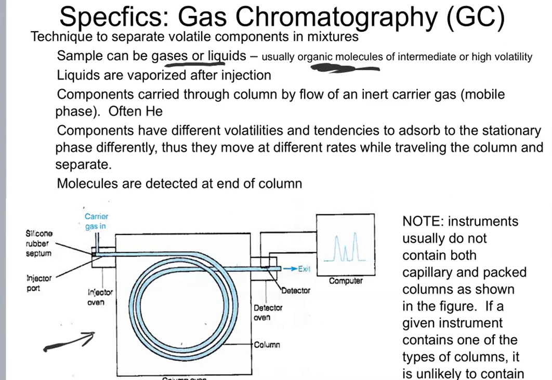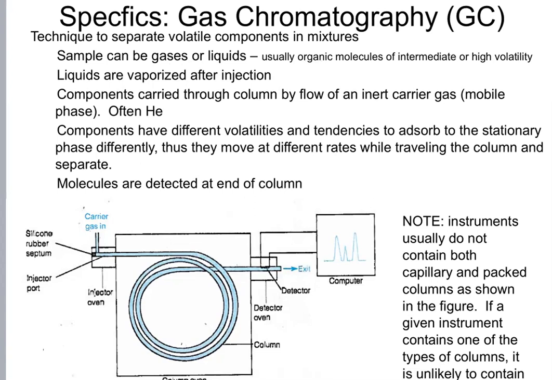So for instance, ionic compounds like sodium chloride, you would never think about analyzing an ionic compound by GC because they have extremely low vapor pressures. You can't get it to pass into the gas phase at all. So yeah, ionic compounds is not the realm of GC. GC, you can separate organic compounds of intermediate or high volatility.